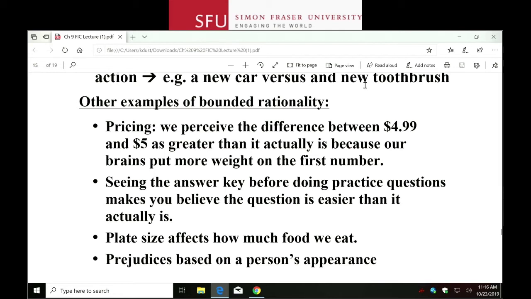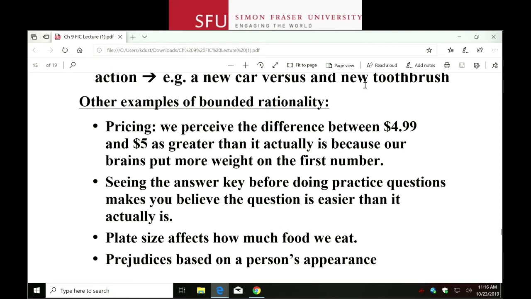Okay, next example. Seeing the answer key before doing practice questions makes you believe the question is easier than it actually is. If you look at practice questions and you don't look at the blank ones, you just look at the answer key, then you go along saying, that looks easy, that looks easy. I don't need to study that, that looks easy. And so you're tricking yourself into thinking that it's easier than it is.